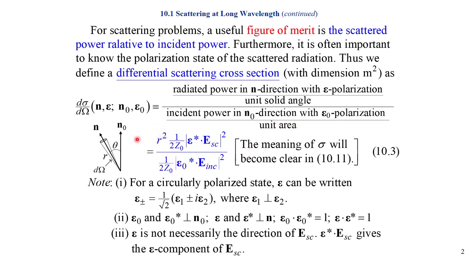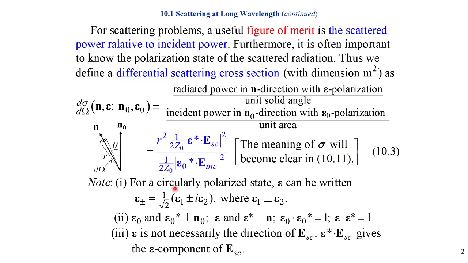You can see here, we have power in the epsilon direction times the scattered wave, and the incident wave in the epsilon 0 direction times the incident wave. Because it is in free space, the proportional constant is 1 over 2Z0. And this will have r squared, so eventually we get an r squared dimension. The meaning of sigma will become clear very soon.